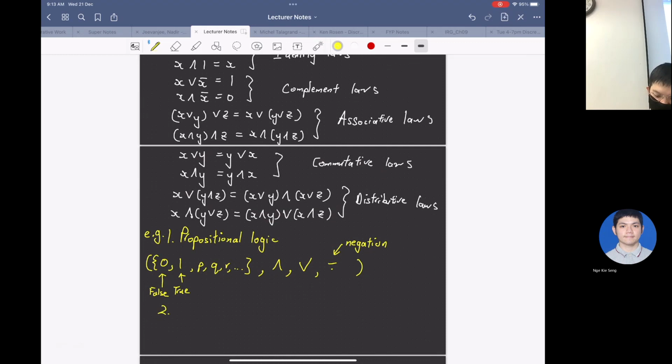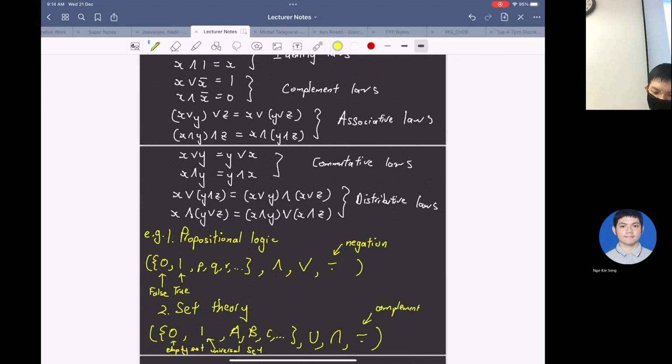And then second, we have set theory. So in set theory, 0 will be the empty set. And then 1 will be the universal set. Okay. And then we consider different sets, maybe A, B, C. And then we can take union of set, we can take intersection of set, we can take complement of set. Also, remember the big table that you always ask me to memorize. Okay, so they satisfy this condition.